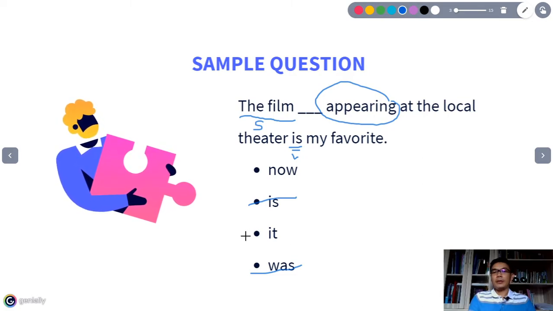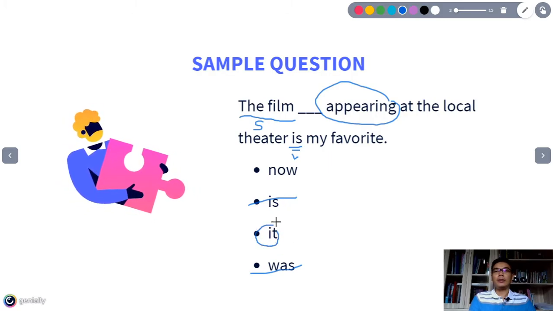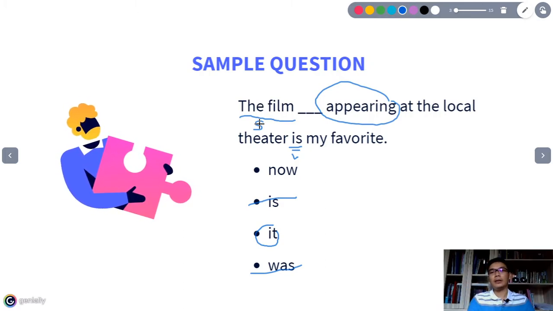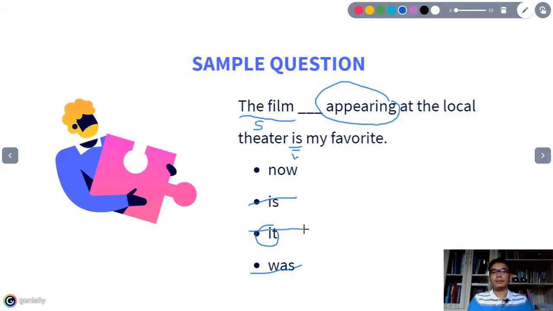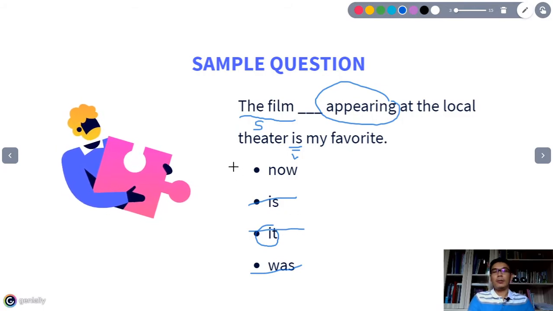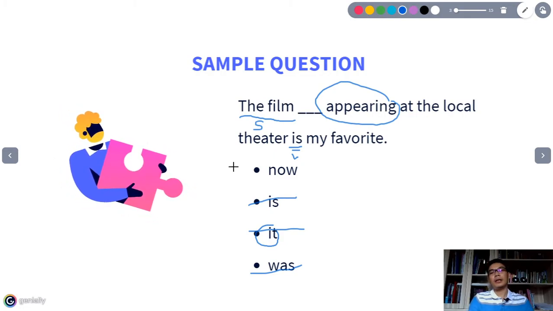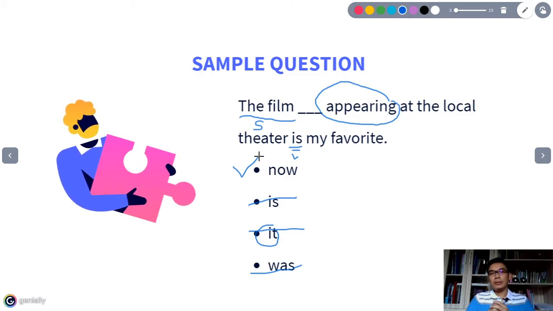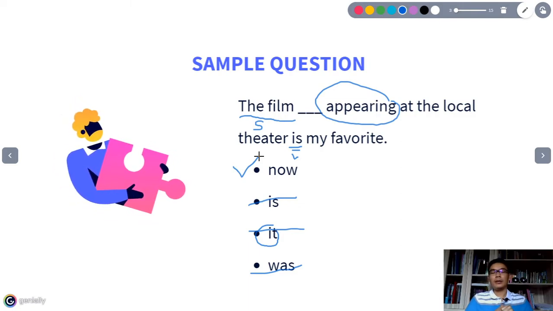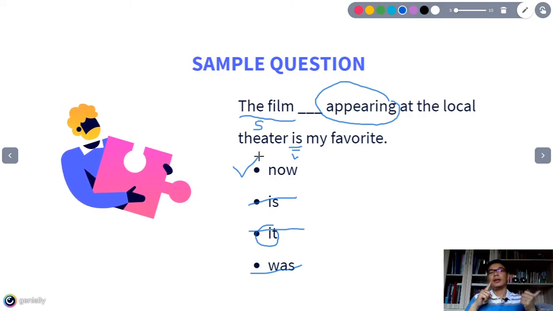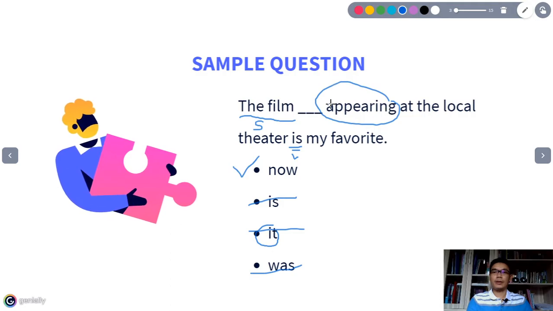What about option it? If we choose it, we are going to make the subject double. The film, it appearing. So it is impossible. Now, we only have one option left, which is now. So this is the answer. Now the complete sentence will be, the film now appearing at the local theater is my favorite. Okay, it is correct. One subject, one verb. And this is the present participle.